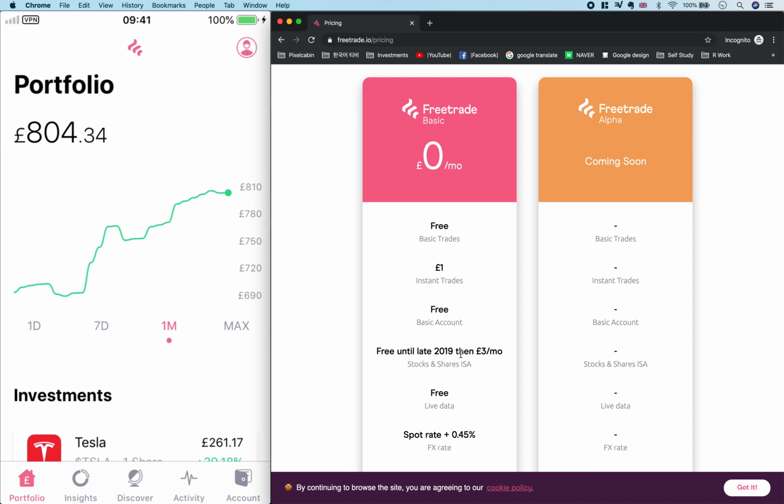In some cases, it does make sense to pay the £3 every month, and that will equate to £36 every year. Now, I don't recommend paying for the Stocks and Shares ISA if you have a small amount of money in your portfolio. So, looking at my account, I have just above £800. It makes no sense to have a Stocks and Shares ISA.